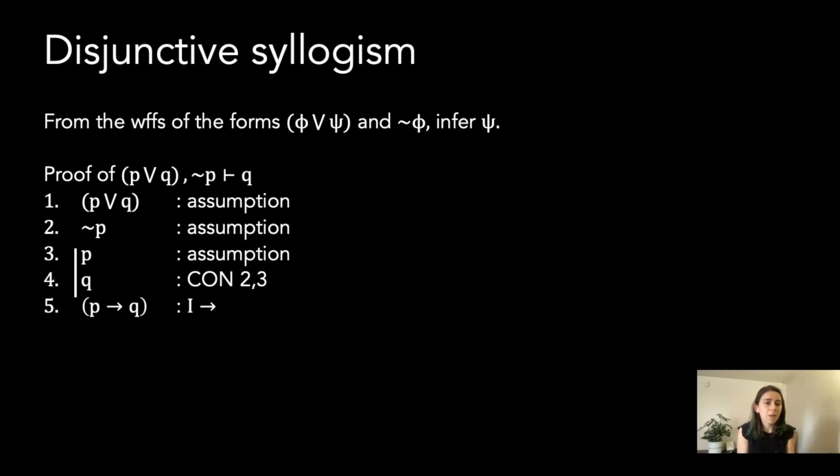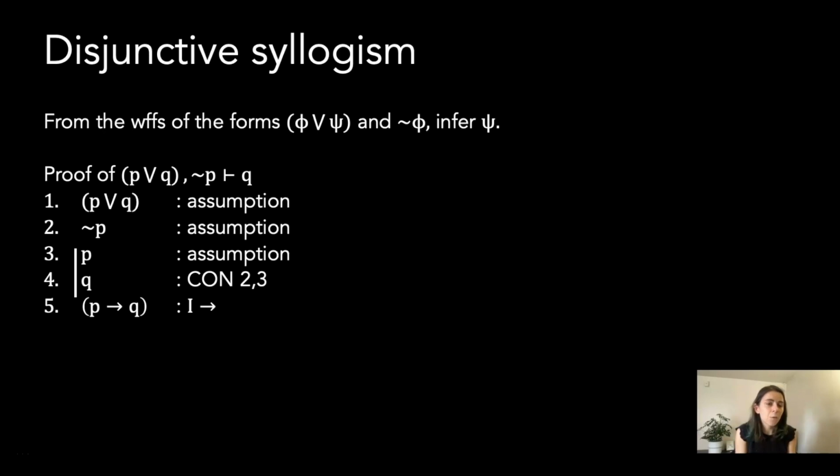Well, we're going to hypothesize P. We're going to find that we have a contradiction on lines 2 and 3 because we have P and the negation of P. Because we had a contradiction, we can write anything at all that we want on line 4. In this case, I'm going to write Q.